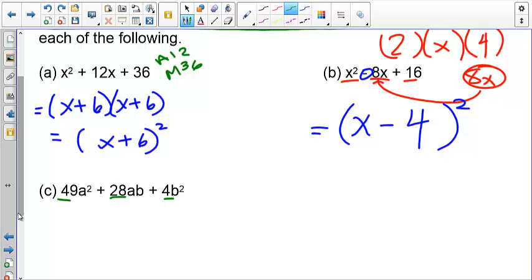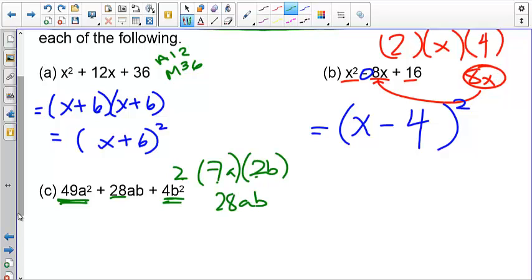So let's verify that this is a perfect square trinomial, and then just factor it. Is the first term a perfect square? Yes it is, 49a squared. What's the square root of it? It's 7a. What's the square root of this last term? That's 2b. And 2 times 7a times 2b would be our middle term. 2 times 7 is 14, times 2 is 28, a. Does that match that middle term? You bet it does. So we verified that this is a perfect square trinomial.